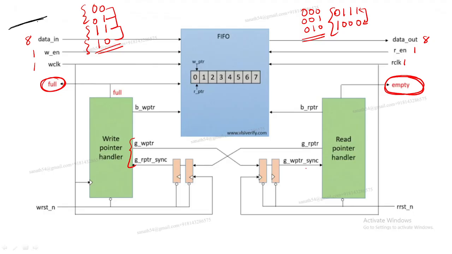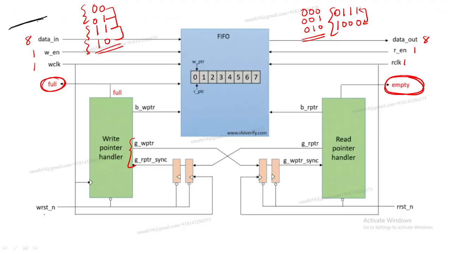So that's why we are using the gray code pointer, which is given to the flip flop synchronizer. This is the gray code write pointer synchronizer, and you are giving the gray code read pointer, and it is given to the flip flop synchronizer, and it is given to the gray code read pointer.